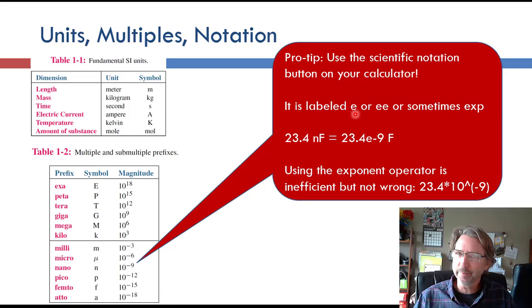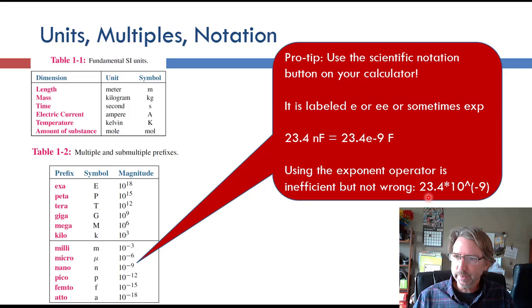Scientific notation, most spreadsheets and computer programs use this letter E here. So if it's 23.4 nanofarads, nano means 10 to the minus 9. So rather than trying to shift the decimal place 9 times and put in all the right zeros and everything, you can type it in your calculator, 23.4 times 10 to the minus 9, and you're done. You just transpose that nano is minus 9, micro is minus 6, and so forth. Using that scientific notation button is the fast way.